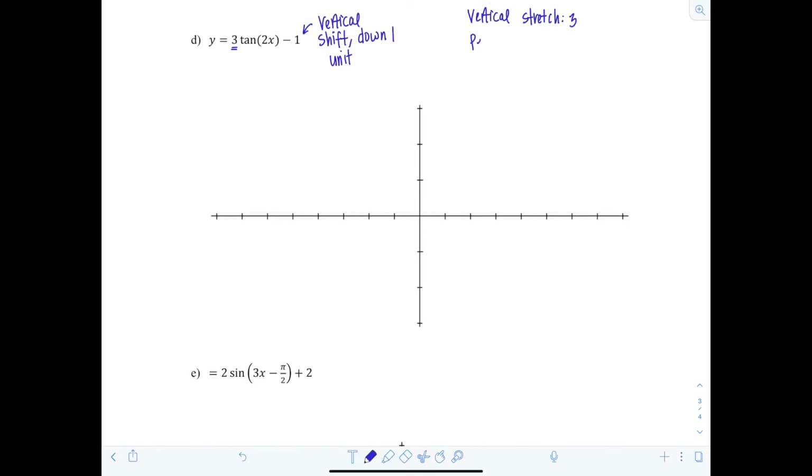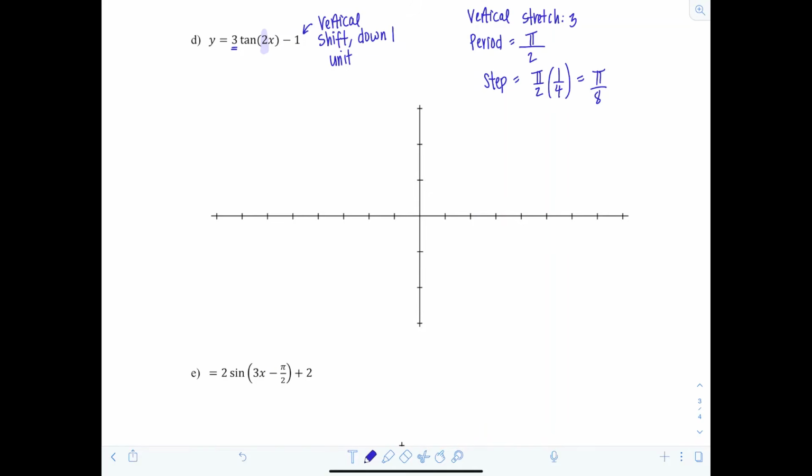The period, remember for tangent, you take pi divided by whatever coefficient there is on x. In this case, it's 2, so the period is pi over 2. That means the step is going to be the period divided by 4, or times 1/4, which is pi over 8. So there's our step. We have a vertical shift and a vertical stretch.